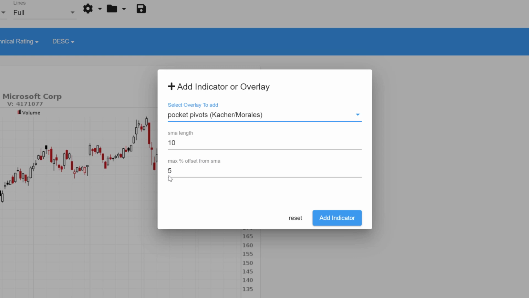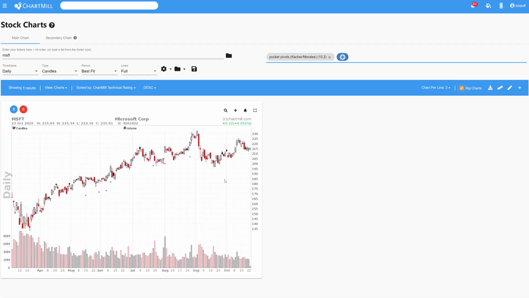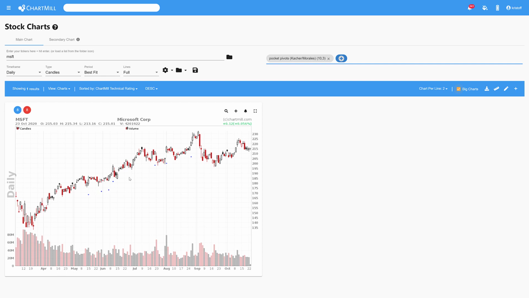We leave the simple moving average at 10 by default, as a 10-day moving average is used. I set the standard deviation at 3%, but remember that you will only see the pocket pivots of which the closing price for the corresponding price bar deviates by no more than 3% from the 10-day moving average.